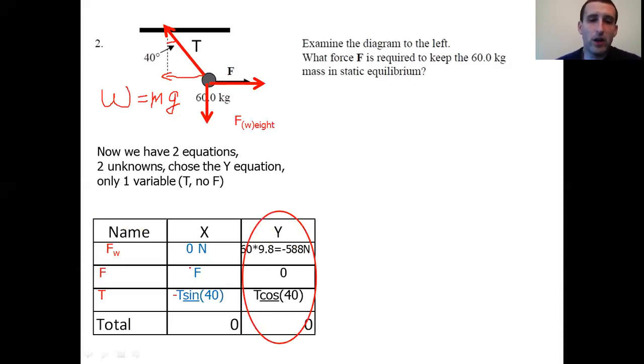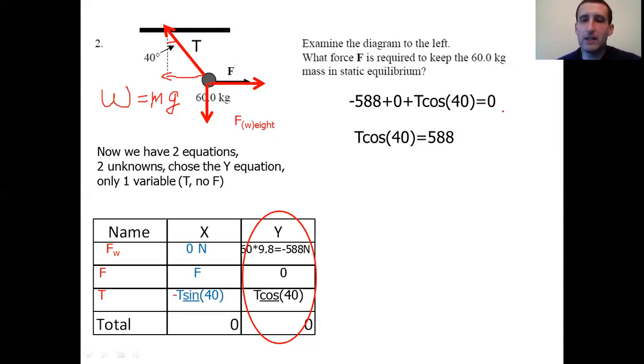Again, it's a situation where both variables are on one side, but only one is on the other. So we're going to go with y because there's no y component of the f variable. We write it out just as the column is, negative 588 plus 0 plus t cosine of 40, all equals 0. Again, this is the principle. Equilibrium, the sum of the forces must equal 0. I know I keep repeating that, but that is the key concept behind being able to solve these problems. I don't want you to get so deep in the math that you forget about why we're doing what we're doing.